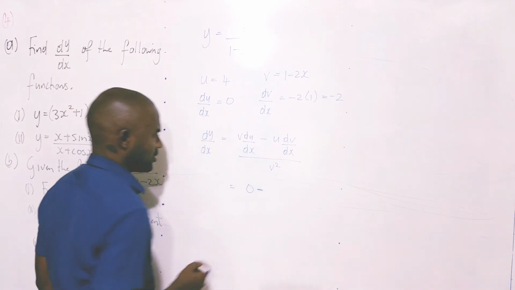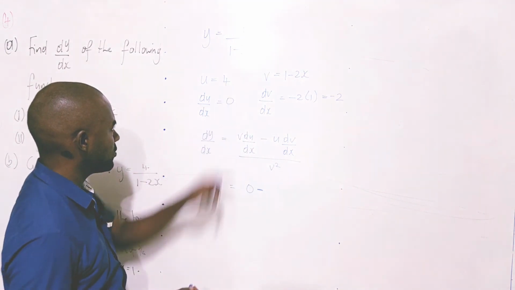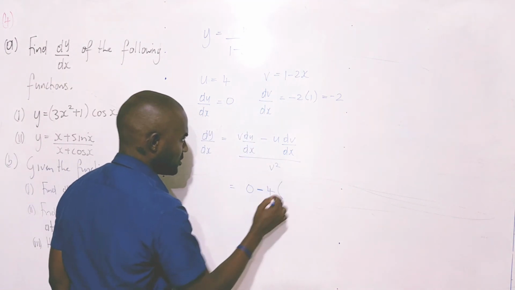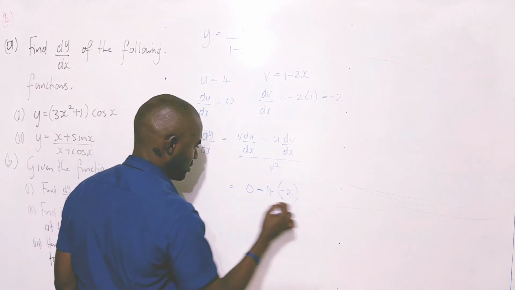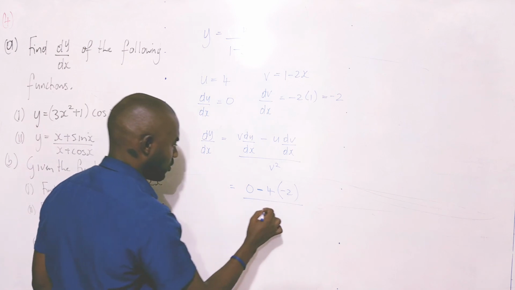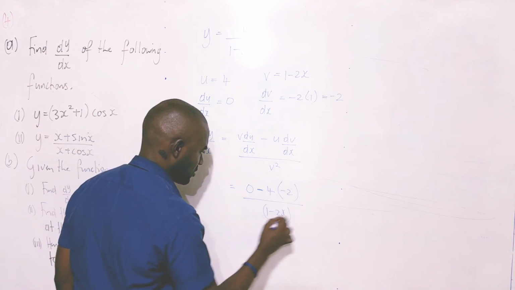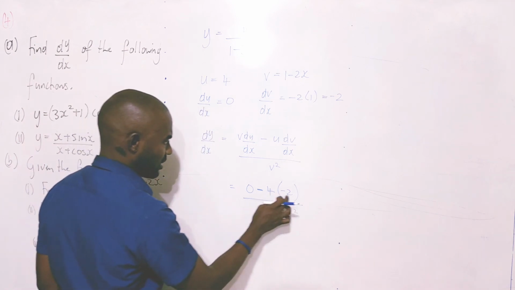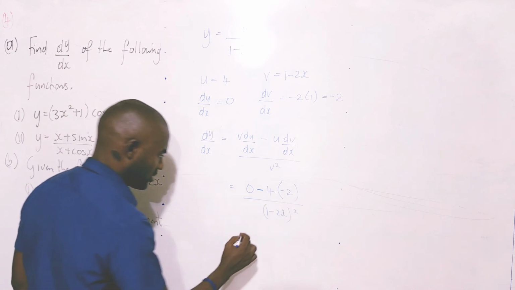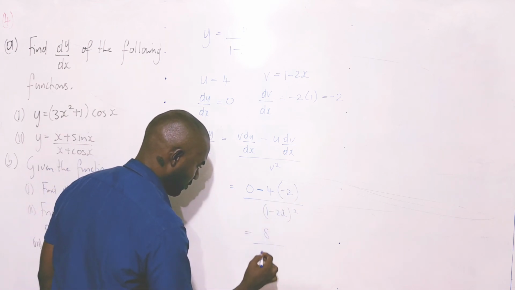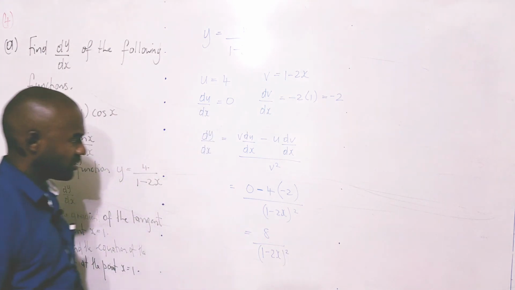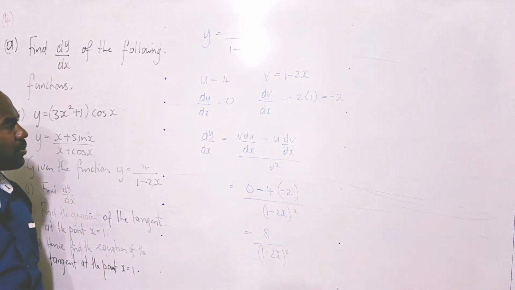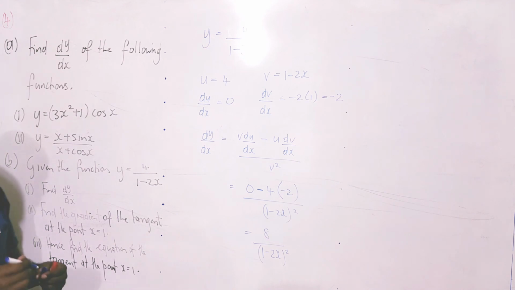Put back our minus sign. u is equal to 4, so put the 4. dv by dx is equal to minus 2, so we'll put a minus 2 there. And this is all over 1 minus 2x squared. Minus 4 times minus 2 gives us plus 8. So this is equal to 8 over 1 minus 2x squared. So that's dy by dx by applying the quotient rule.